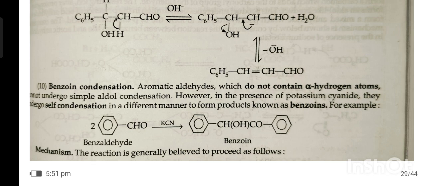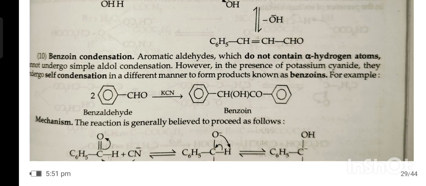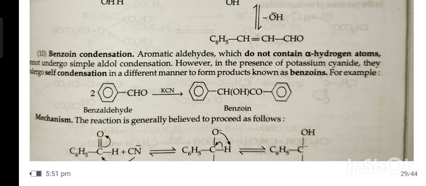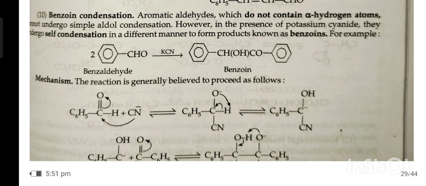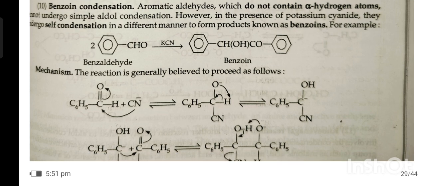Tenth, benzoin condensation. Aromatic aldehydes which do not contain alpha hydrogen atoms cannot undergo simple aldol condensation. However, in the presence of potassium cyanide, they undergo self condensation in a different manner to produce products known as benzoins. For example, benzaldehyde in the presence of cyanide gives benzoin. Mechanism: the reaction is generally believed to proceed as follows.